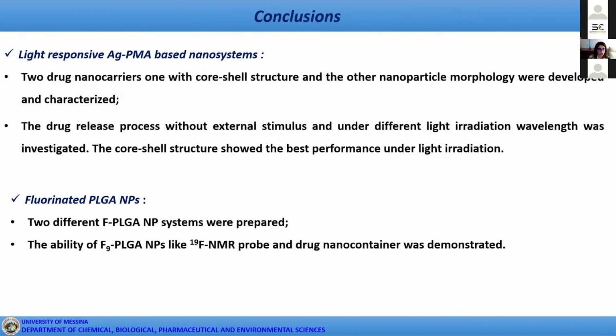In conclusion, I showed you two light responsive nanocarriers based on the combination of silver and PMA, and we observe a better performance of the core-shell structure compared to the nanoparticles. Finally, I showed you two fluorinated PLGA nanoparticles, and we demonstrate the ability of the PLGA which contains 9 fluorine atoms as an MR probe and as a drug delivery system. Currently, the investigation of its ability as an MRI probe is in progress.